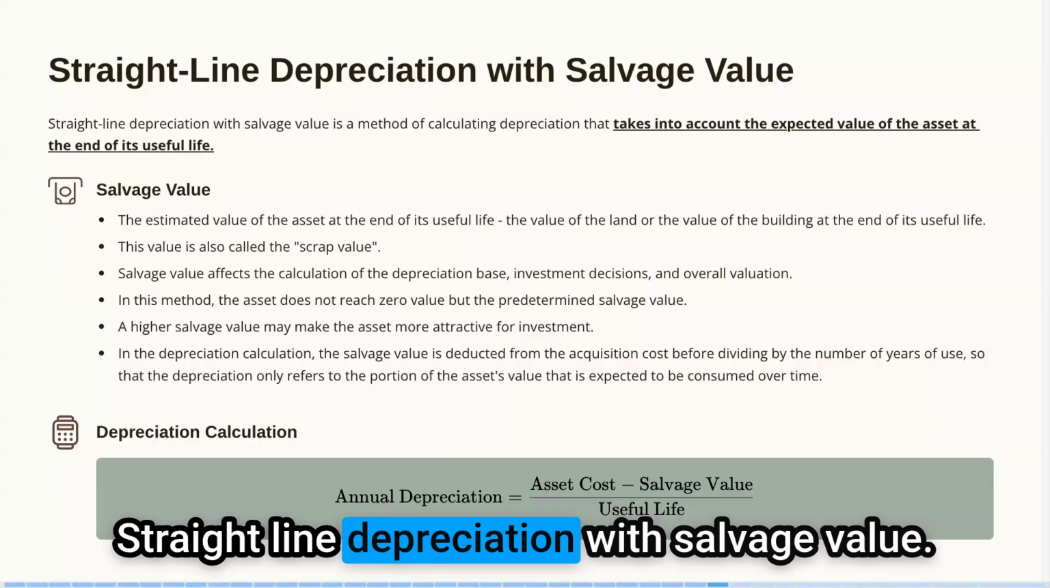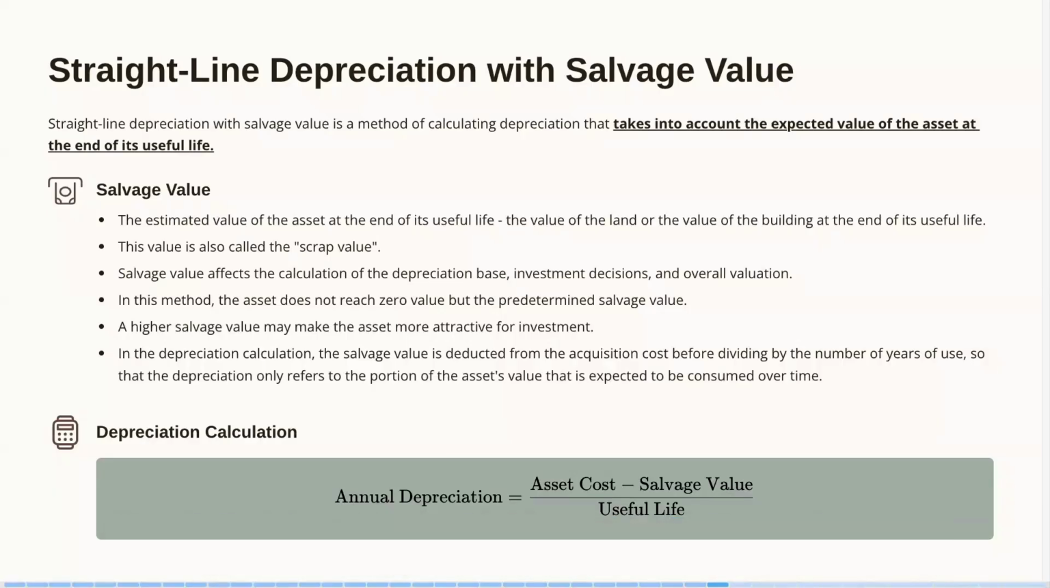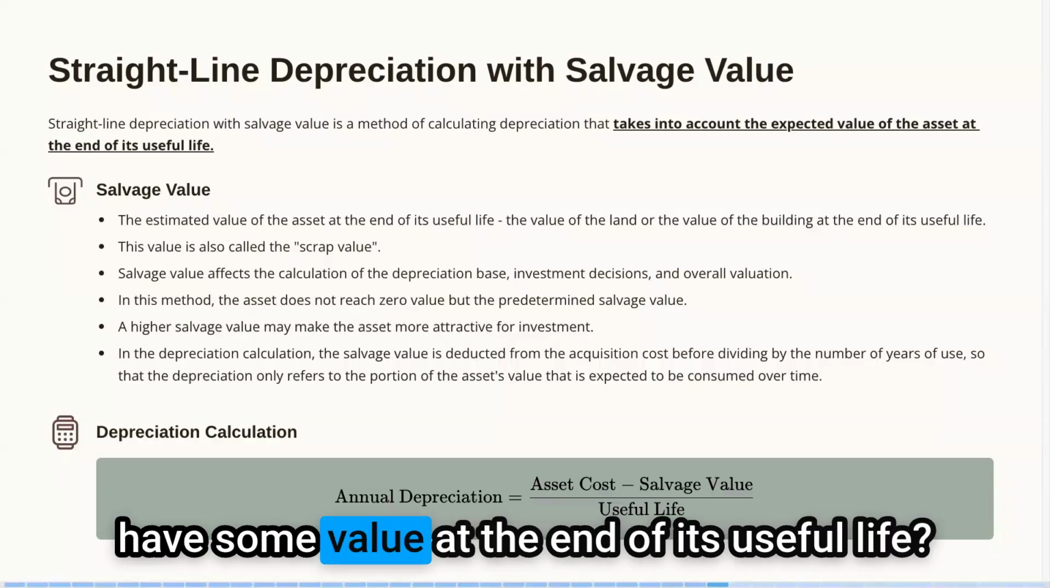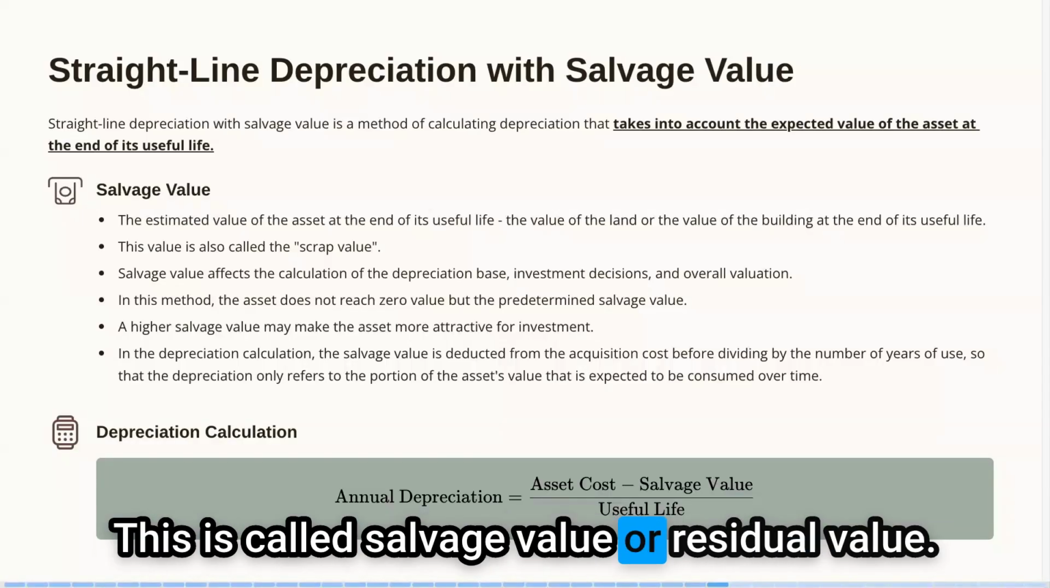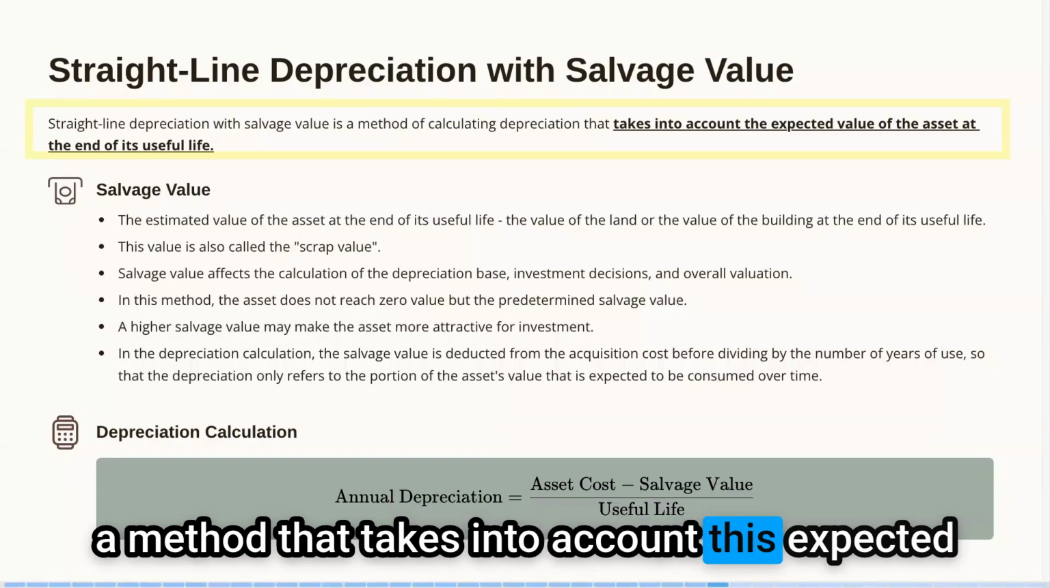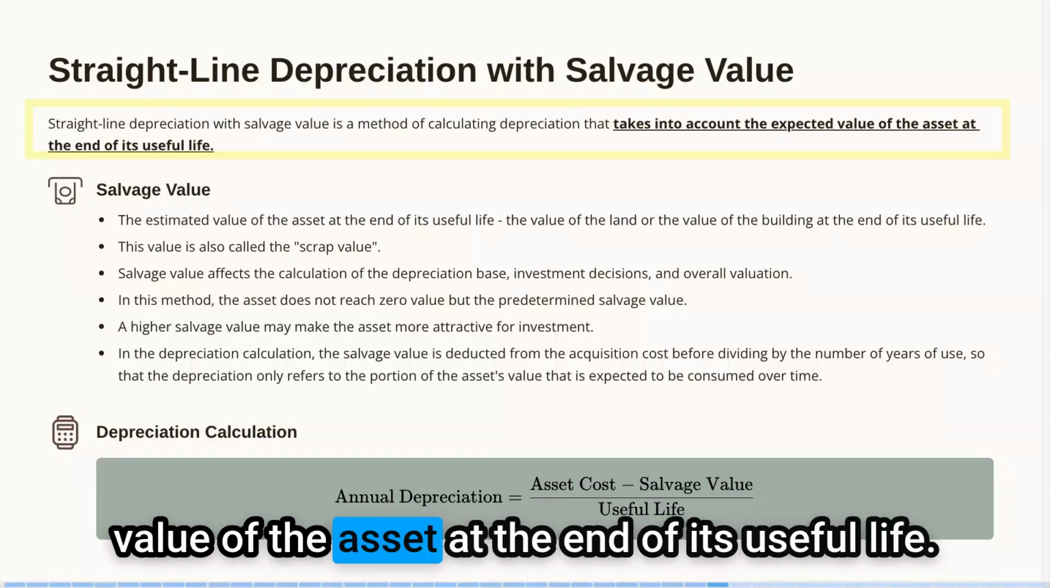Straight line depreciation with salvage value. Now, what if we expect the asset to still have some value at the end of its useful life? This is called salvage value or residual value. Straight line depreciation with salvage value is a method that takes into account this expected value of the asset at the end of its useful life.